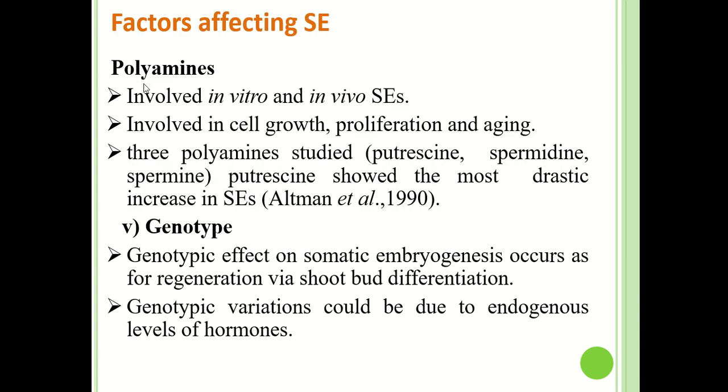The factors affecting are polyamines, as we are producing somatic embryos in vitro. Polyamines are required for cell growth, cell proliferation, and aging. Three main polyamines are important: putrescine, spermidine, and spermine. Putrescine shows the most drastic increase in somatic embryogenesis, so we use this more.